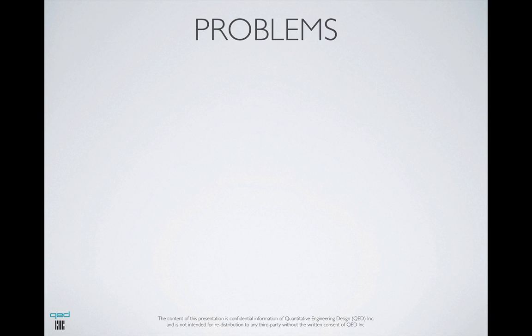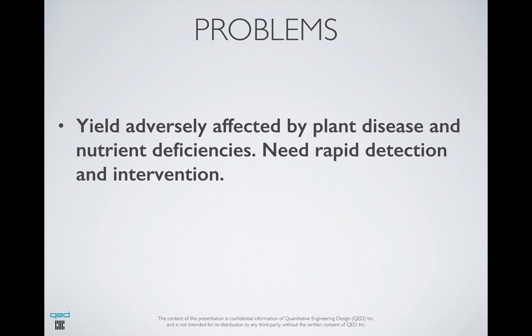Crop yield is affected by many different factors, of course, and the factors that we're looking at in this video are plant disease and nutrient deficiencies. So we would like to be able to rapidly detect and intervene when these diseases and deficiencies are so extreme that they can actually be visually diagnosed.